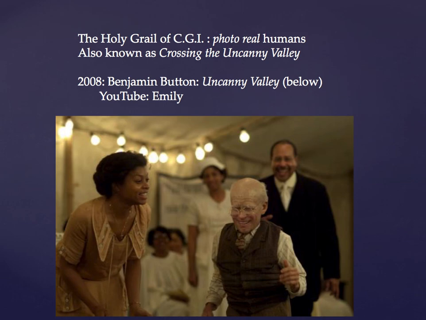So we are trying to reach the holy grail of CGI, photoreal humans, and it is also known as crossing the uncanny valley. And of course, I have a link describing the uncanny valley. The closer a character gets to humans, it looks really, really good, and then it gets kind of creepy. And then if we can cross the uncanny valley, it will look good again.